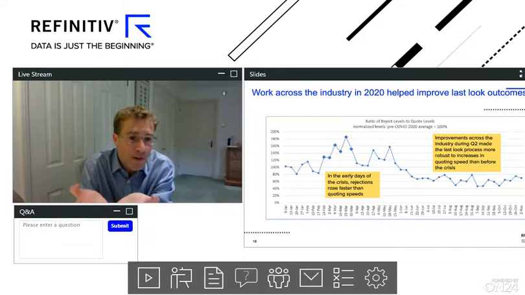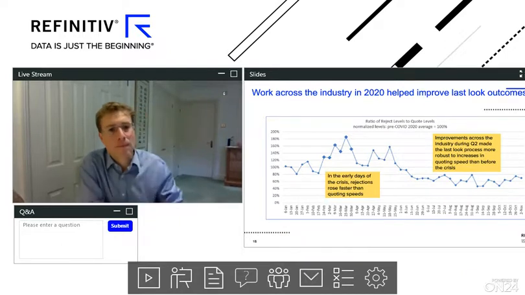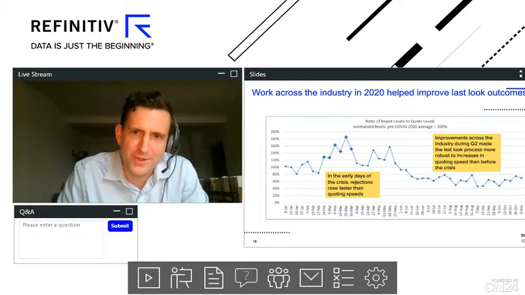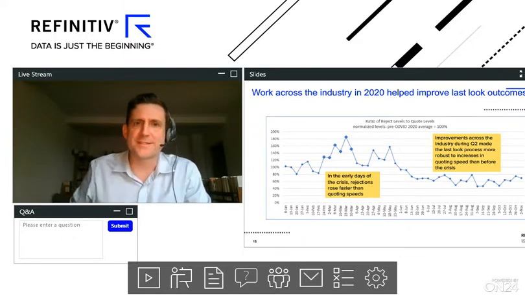And for a given number of quotes and a given quoting speed, we're actually seeing fewer rejections than we might have expected in January. That's interesting. So in a way, the industry response to the crisis has improved the quality of the infrastructure overall. That's very interesting. That's right. It's a nice story. And it's persistent.